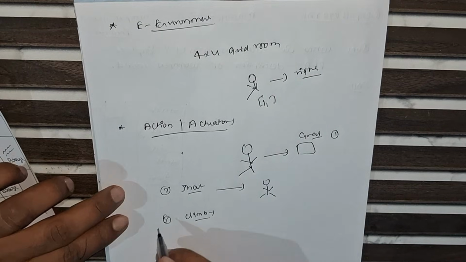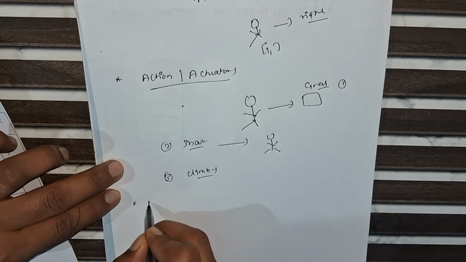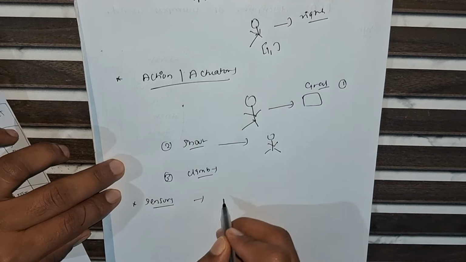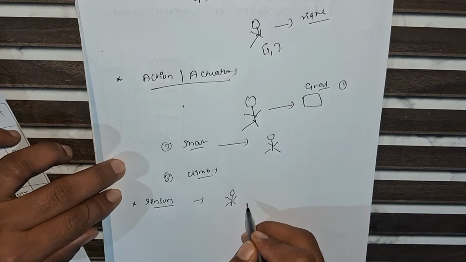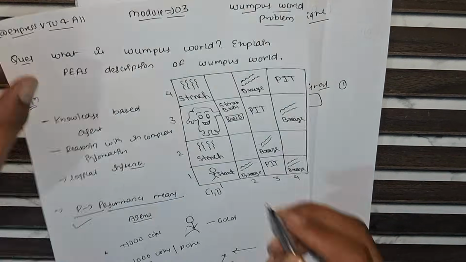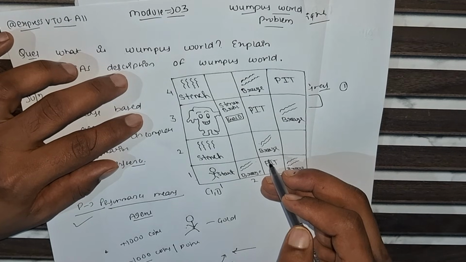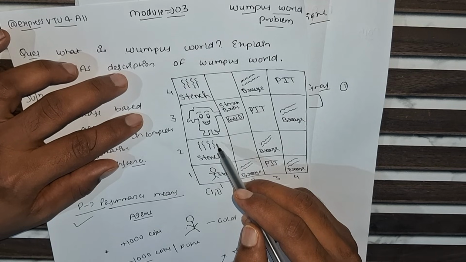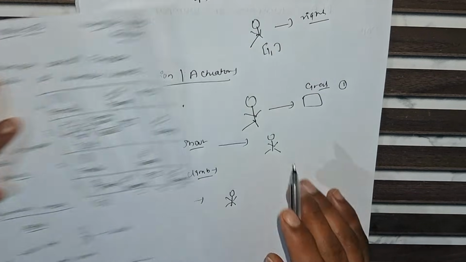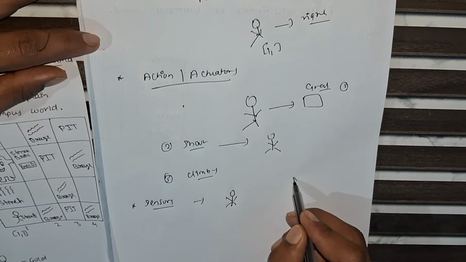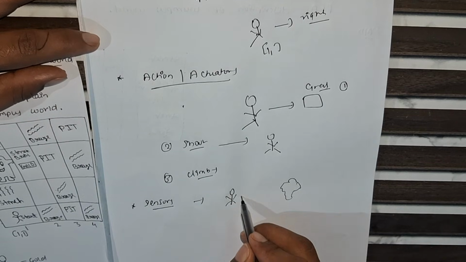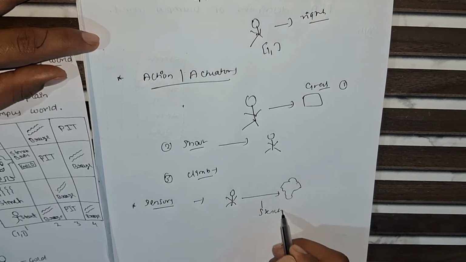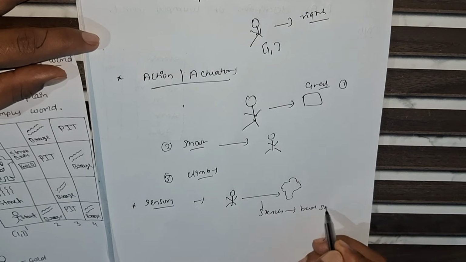Now another one is sensors. This is for the agent. The agent has 5 sensors. In the square containing the Wumpus and in the squares directly adjacent to it, the agent will perceive a stench, meaning bad smell. Let us consider this is the agent and this is a Wumpus. If it is adjacent, then it creates a smell which is called a stench.